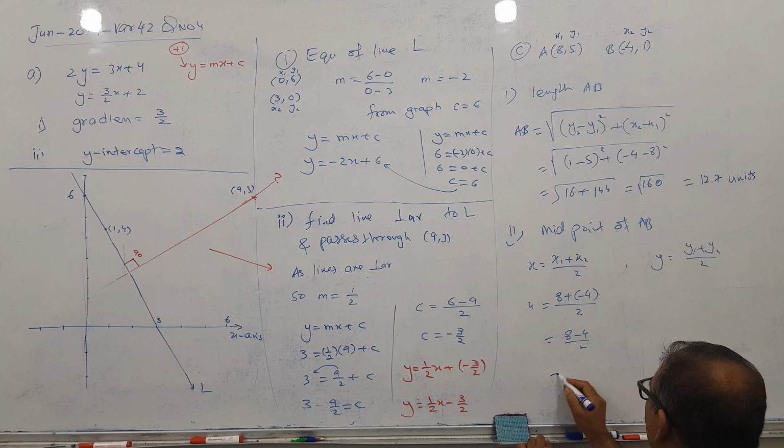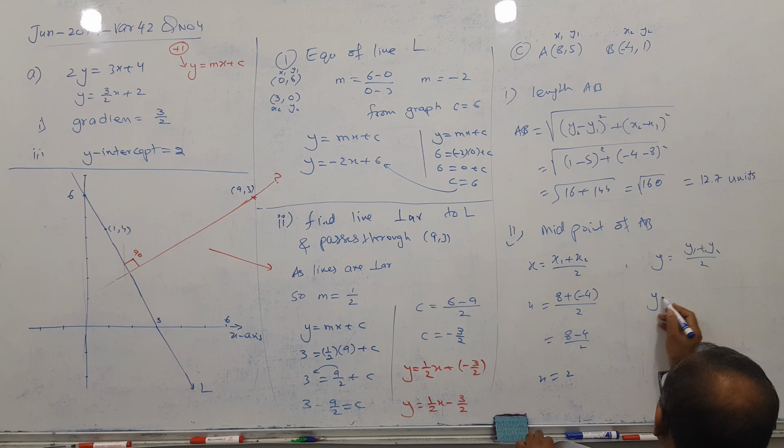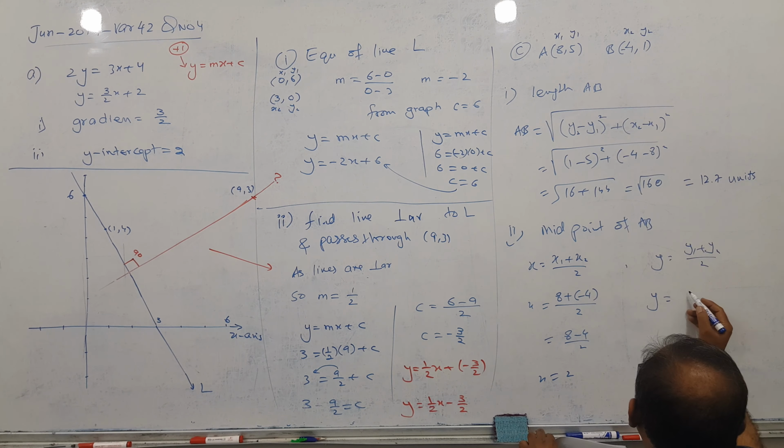Plus and minus, you know, minus. We got 4 by 2, we got 2. X is finished. Now y, this one. So 5 plus 1, I got 6. So 6 by 2, and I got 3. So the midpoint is coming (2, 3), and that's it. The question is finished.